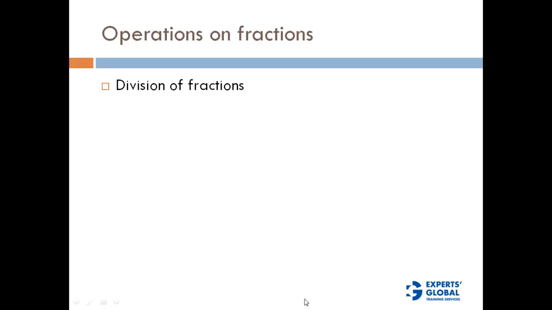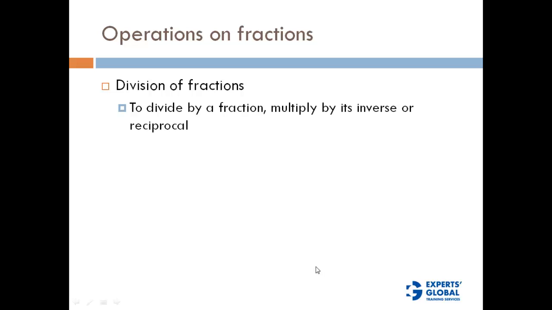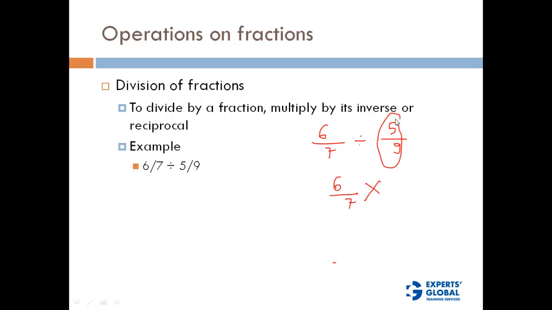Let's also quickly look at the division of fractions. As you know, the division operation is basically the reverse of the multiplication operation, right? So to divide a fraction by another fraction, we multiply by the reciprocal of that fraction. For example, let's say we are performing 6 by 7 divided by 5 by 9. So we take the same 6 by 7 and multiply by the reciprocal of this. For the reciprocal, we just change the numerator to denominator and denominator to numerator. We just turn it upside down, right?